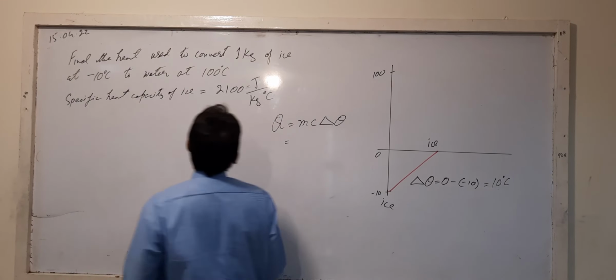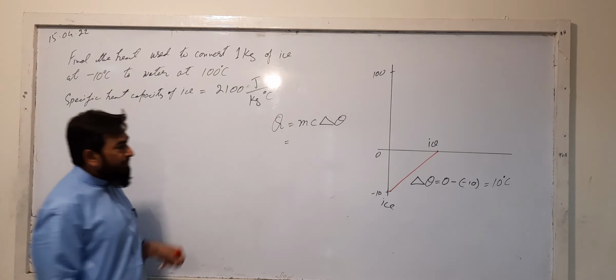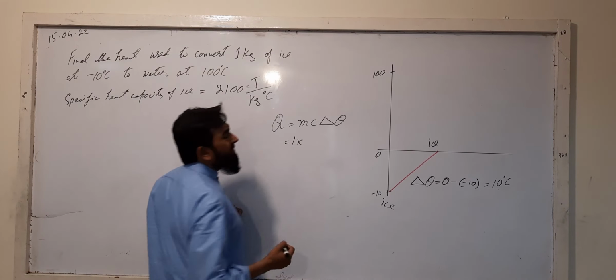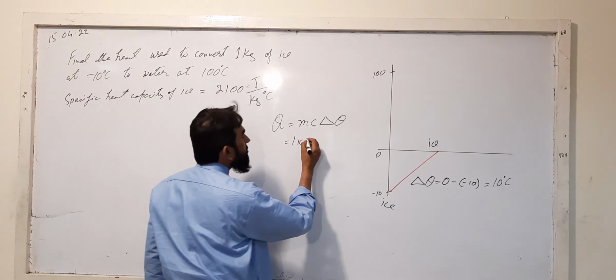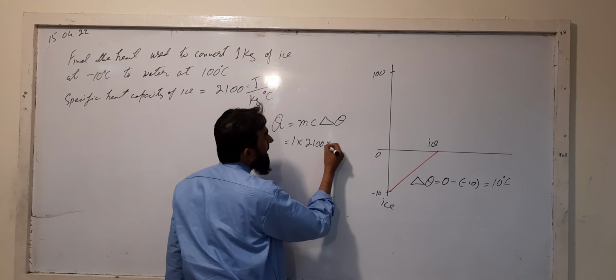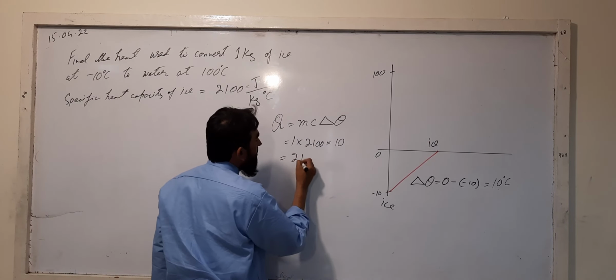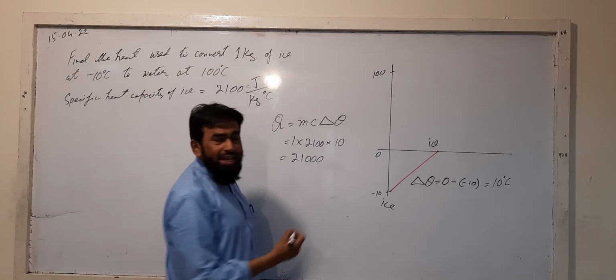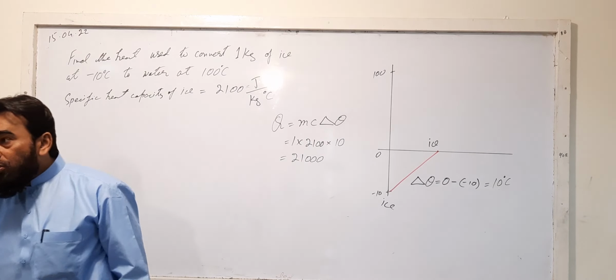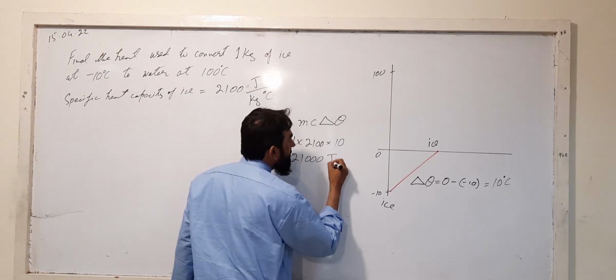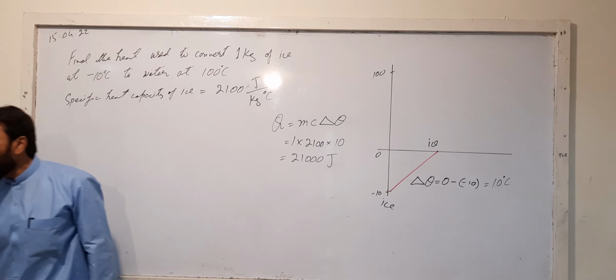You will have to apply it here. The mass of the ice is 1 kg. 1 kg into the specific heat capacity of ice, 2100, and delta theta is 10. So, 21,000. What should be the unit here? Joules, because it is the heat energy, and the unit for energy is joule.